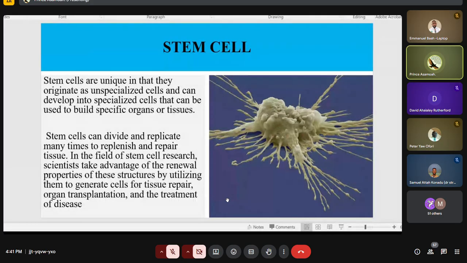Stem cells can divide and replicate many times to replenish and repair tissue. In the field of stem cell research or regenerative medicine, scientists take advantage of the renewal properties of these structures by utilizing them to generate cells for tissue repair, organ transplantation, and treatment of disease. Nowadays, regenerative medicine is on top of the game because stem cells are being studied to replace certain cells that you can hardly get to regenerate themselves. Okay, so that is that for stem cells.